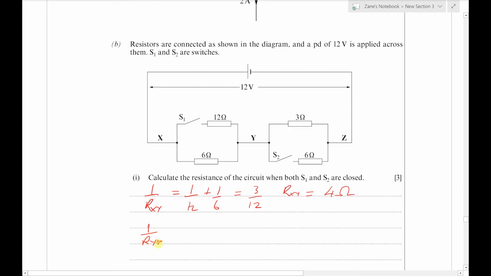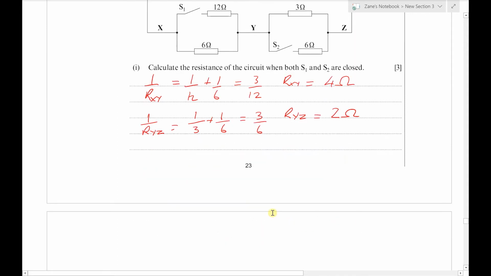Similarly, the resistance between Y and Z is going to be 1 over 3 plus 1 over 6, which will be 3 over 6. And the resistance between Y and Z will be 2 ohms. That means that the total resistance, just call it R total, is 4 plus 2, or 6 ohms.